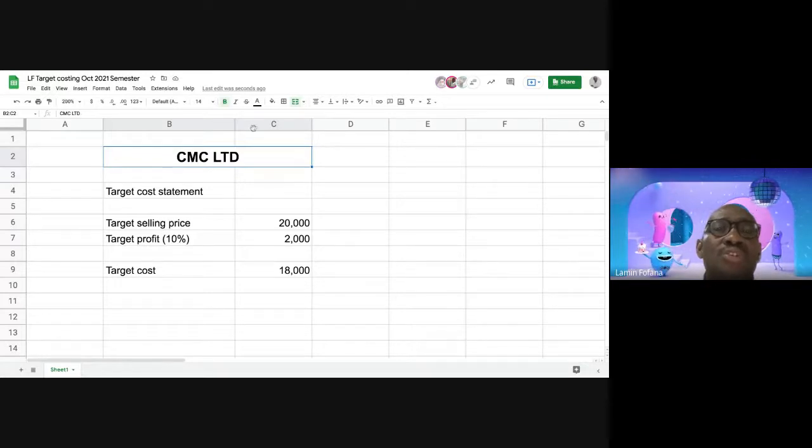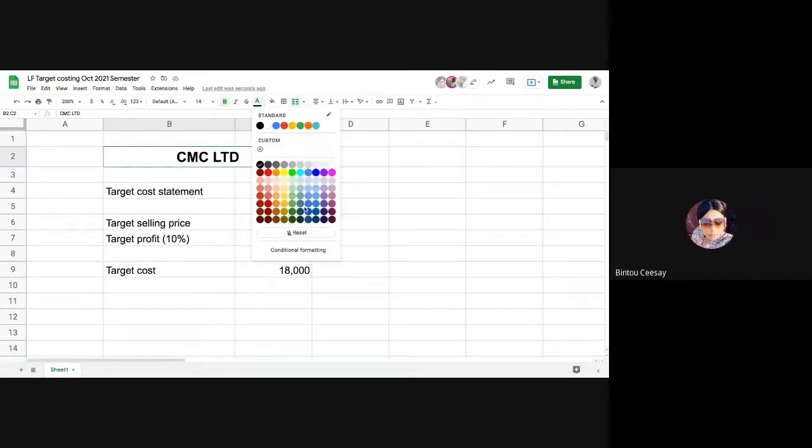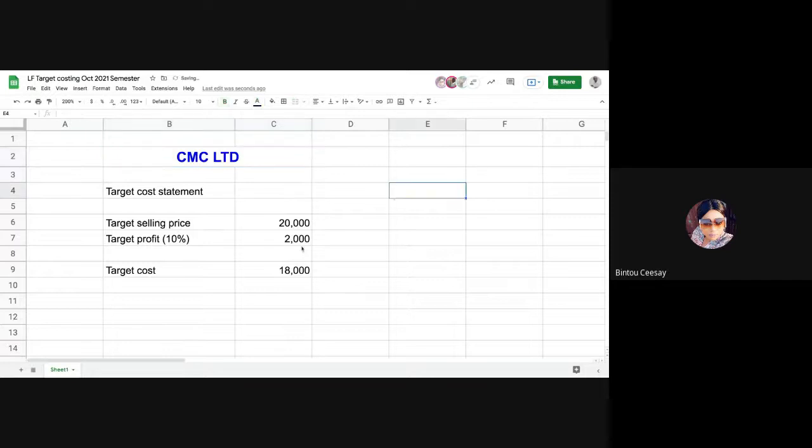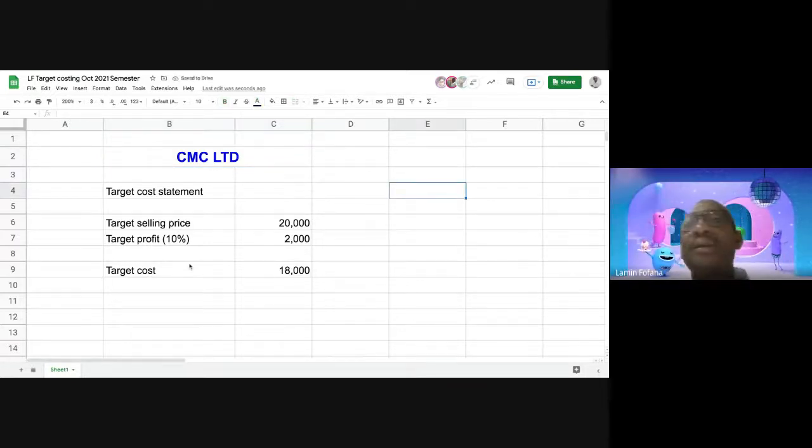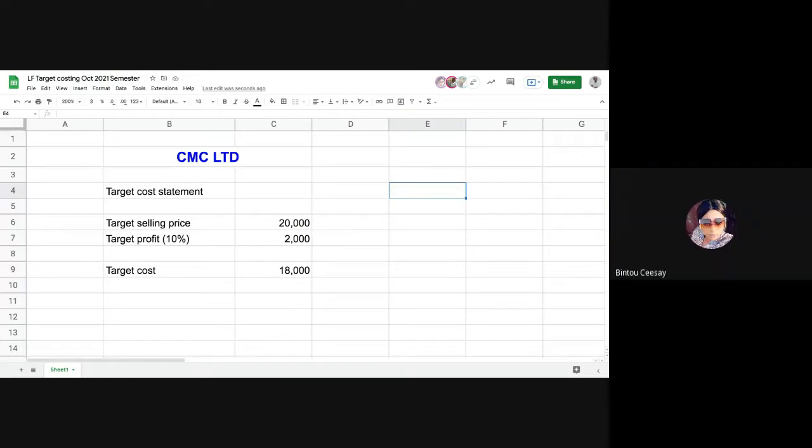Okay, so if you want to color it also, you come here, isn't it? Then you turn it to A, yes. Excellent. So that's the way we format our headings. Is that clear, everyone? Yes, sir.